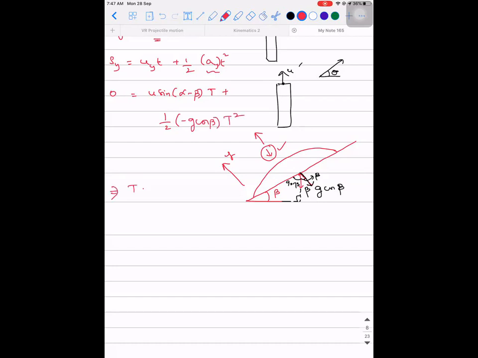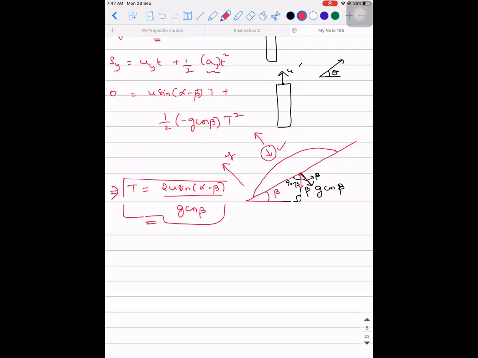Now can you calculate the value of T? So T will be equal to 2u sine of alpha minus beta, the whole divided by g cos beta. This is going to be the formula for the time of flight for a projectile on an inclined plane. One more important point: the projectile is projected in the upward direction. Please make a note of it. This is the time of flight for a projectile projected upward on an inclined plane.